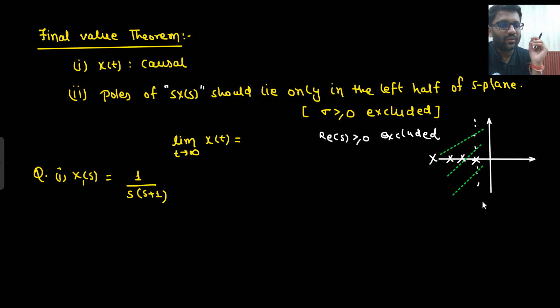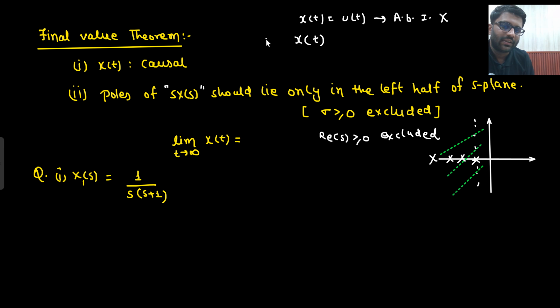Sir, if x of t is absolutely integrable, then why are you not finding the poles of x of s? Why are you finding the poles of s into x of s? Why did you not write x of s? So just let me know one thing. If your x of t is equal to u of t, is this absolutely integrable? No, right? It is not absolutely integrable. But if I ask you the value of x of t at t equals to infinity, what would that be? Sir, it will always be 1 only. Even if it is not absolutely integrable, still you are able to find its final value.